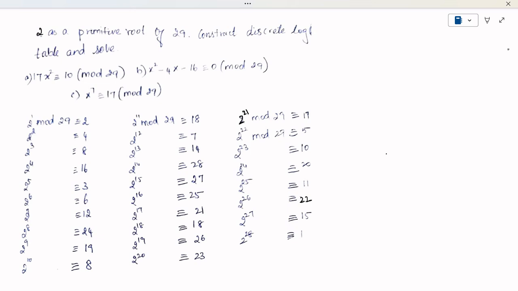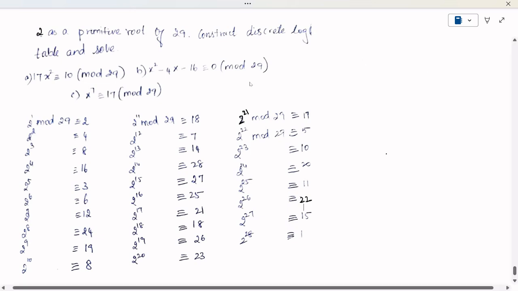Okay, to start with, this is one of the book back questions from a popular cryptography and network security textbook by Professor William Stallings. Here, 2 is the primitive root of 29, so we can construct the discrete log table. Construct the discrete log table and solve these 3 equations. The first task is to construct the discrete log table. We can just construct it because 2 is a primitive root of 29. Using this discrete log table, we are going to solve these 3 equations.